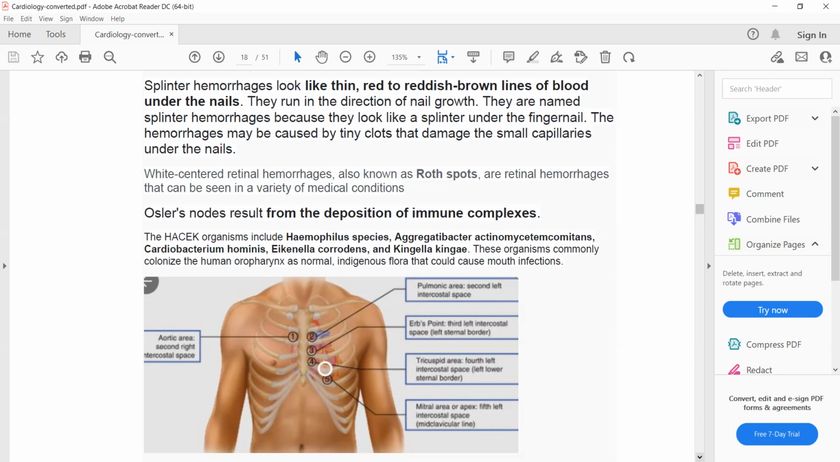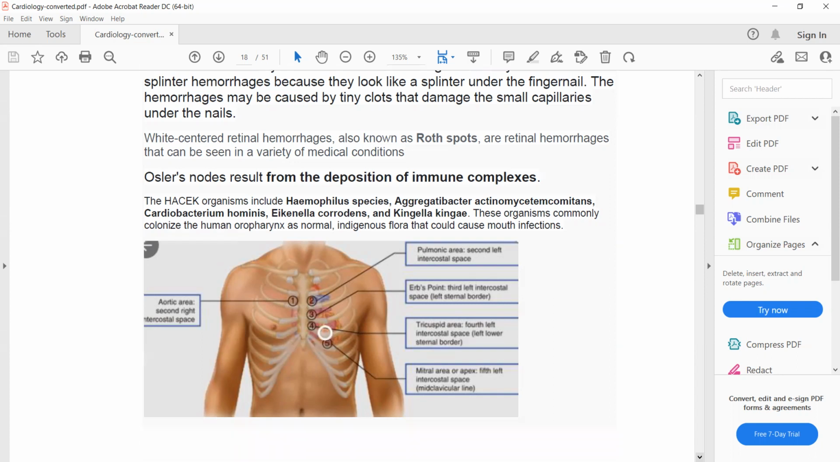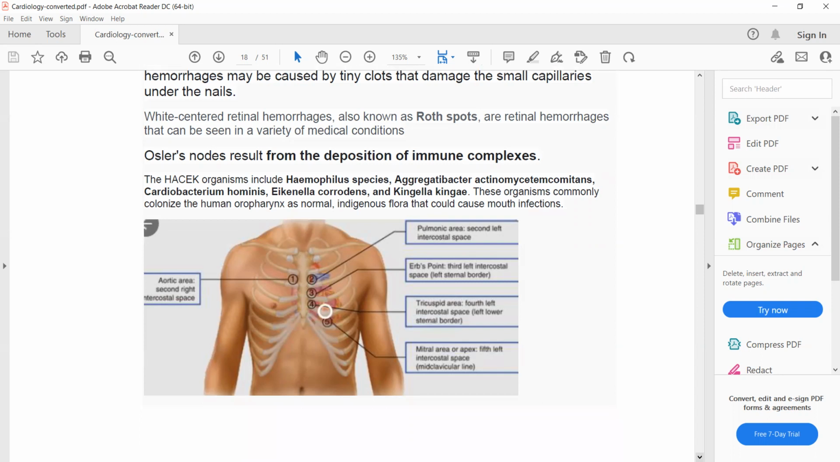Okay, sir. Any more questions? So for prosthetic valve, we use vancomycin also with gentamicin. Gentamicin will be used in all the cases. So in this we add rifampicin as well. Yes. In prosthetic valve, we use rifampicin as well.